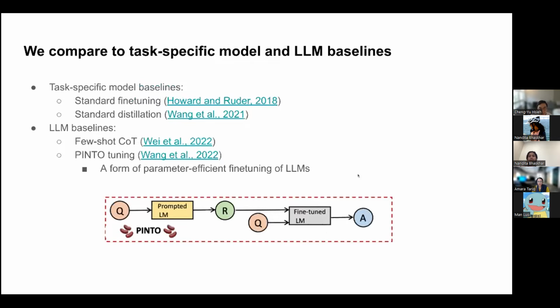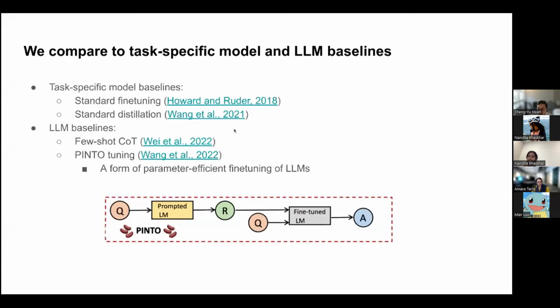And so we compared to two different sets of baselines. The first set of baselines are small task-specific models, the traditional way of training them, which is standard fine-tuning or standard distillation. Here we separately compare to them when we assume that we have human annotated labels, or that we only have unlabeled data points where the labels are generated from a teacher model. And we also compare to large language model baselines. Here we consider two baselines. The first baseline is just few-shot chain-of-thought, where given a new data point, we just few-shot prompt the large language model to generate the chain-of-thought reasoning and finally the label. And we also consider PINTO tuning, which is recent work, which can be considered as a form of parameter-efficient tuning of large language models.